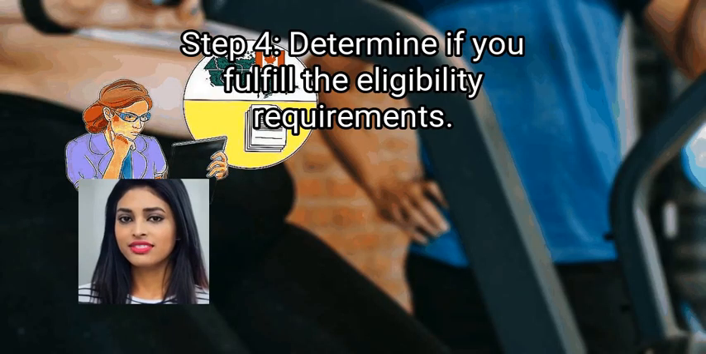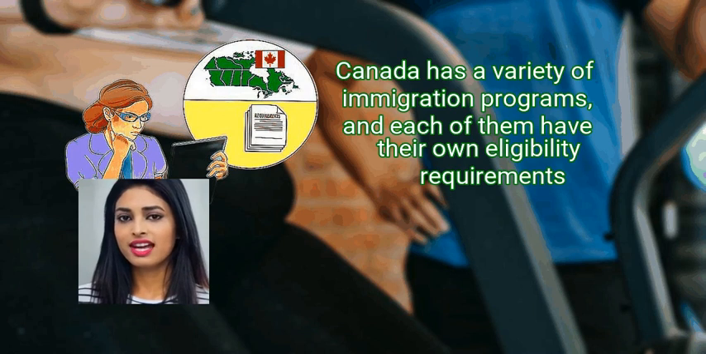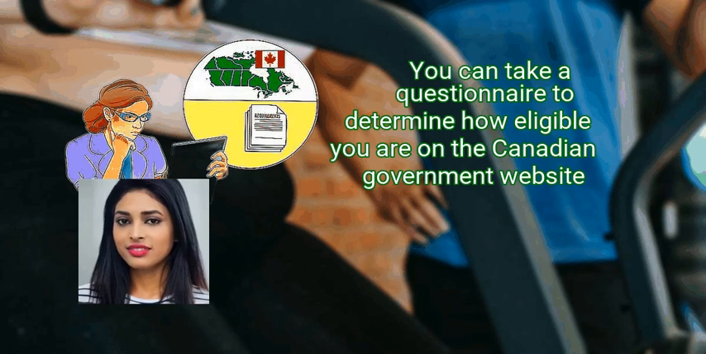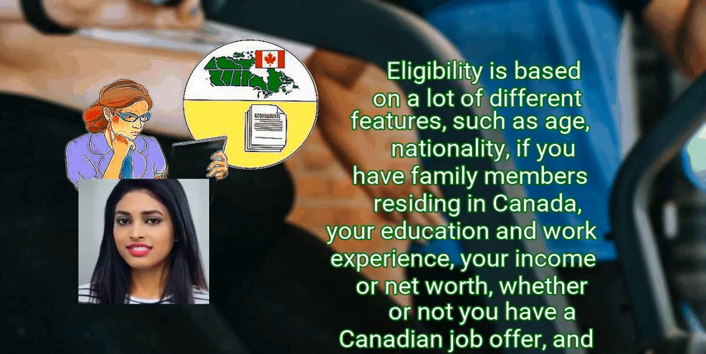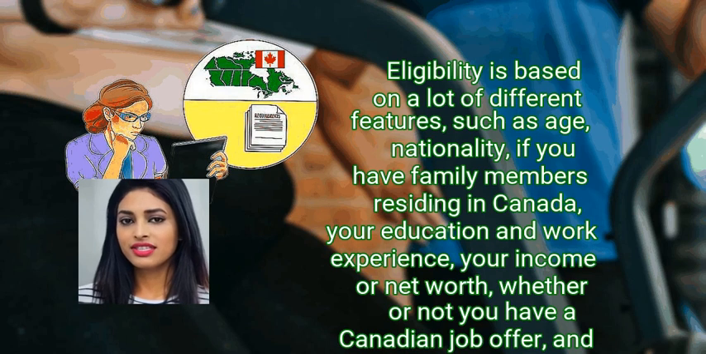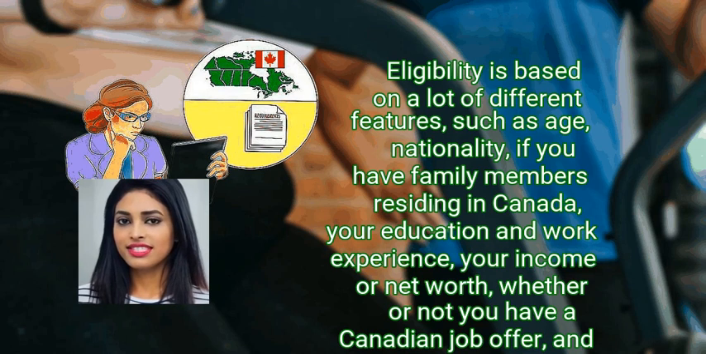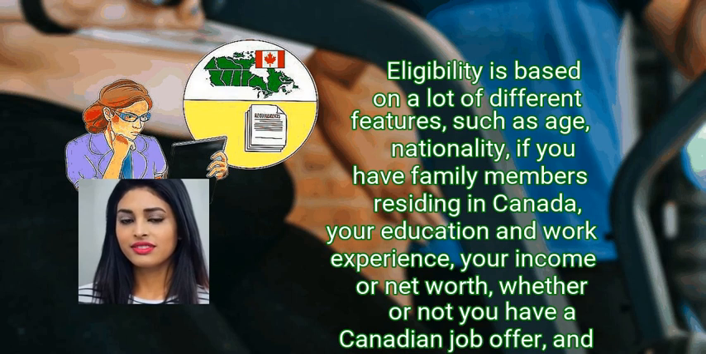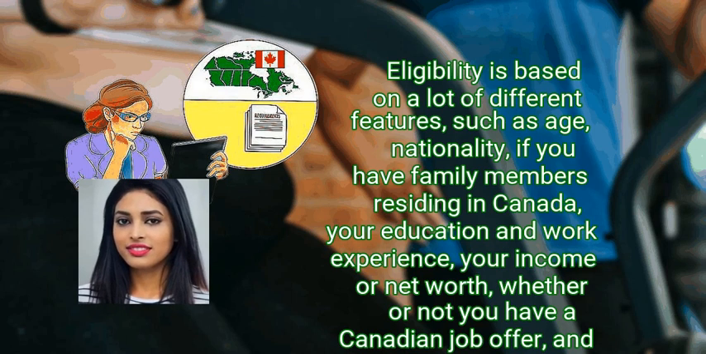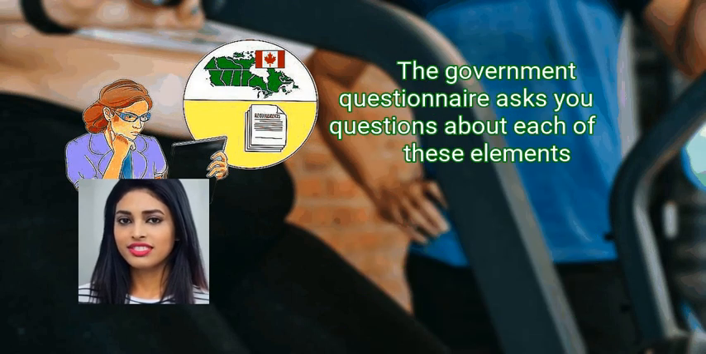Step 4. Determine if you fulfill the eligibility requirements. Canada has a variety of immigration programs, and each of them has its own eligibility requirements. You can take a questionnaire to determine how eligible you are on the Canadian government website. Eligibility is based on a lot of different features, such as age, nationality, if you have family members residing in Canada, your education and work experience, your income or net worth, whether or not you have a Canadian job offer, and so on. The government questionnaire asks you questions about each of these elements.